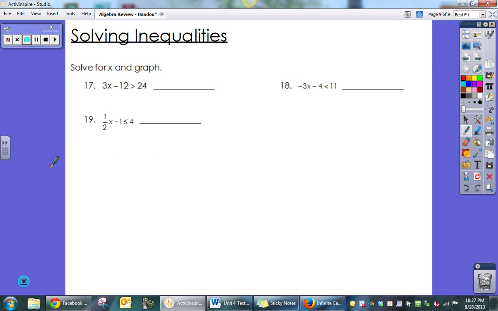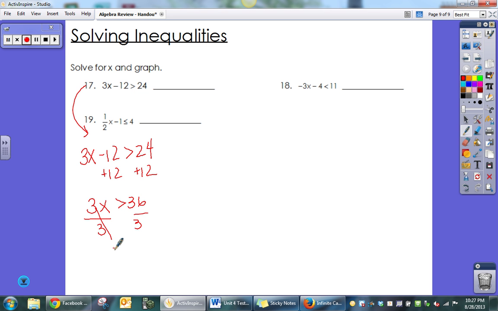And my last 3 are inequalities. So for this first one, I've got 3x minus 12 is greater than 24. Add 12 to both sides to isolate my variable. 3x is greater than 36. Divide, and I get x is greater than 12. So again, you have to have a number line that accompanies that. So I've got 0 here, 12 here, and it's greater than, so not equal to, so I'm just going to do an open circle, and it's to the right.